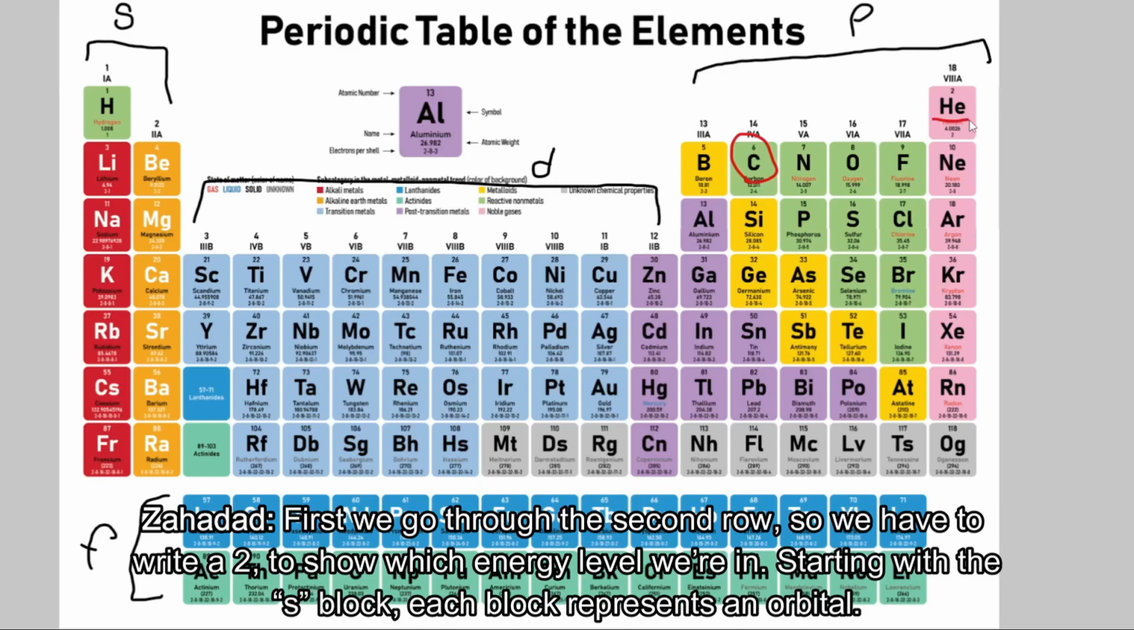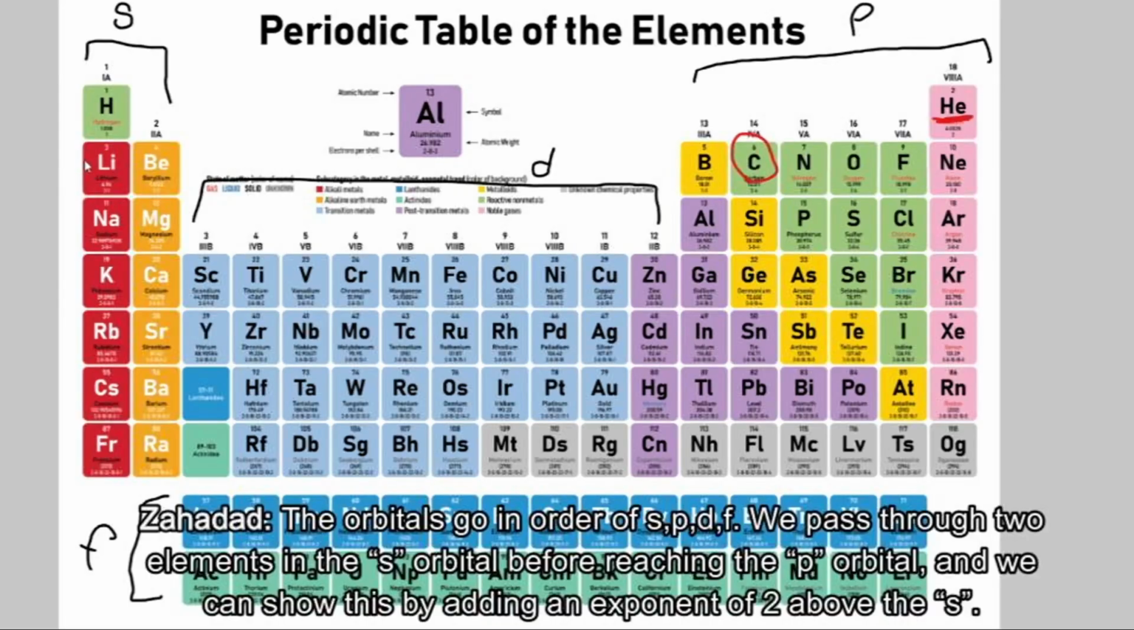First, we go through the second row, so we have to write a 2 to show the energy level we're starting in, with the S block. Each block represents an orbital. The orbitals go in order of S, P, D, F. We pass through two elements in the S orbital before reaching the P orbital, and we can show this by adding an exponent of 2 above the S.